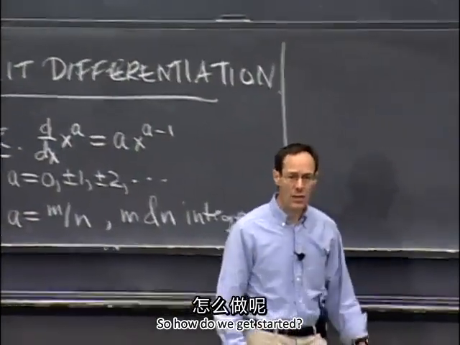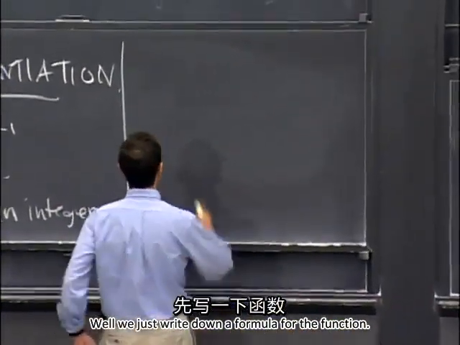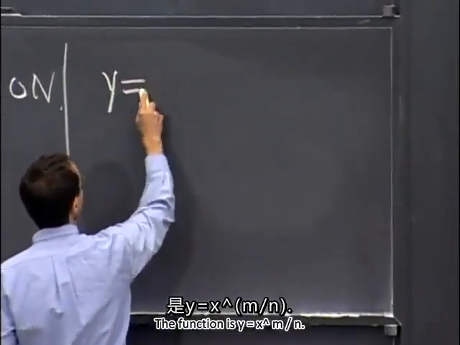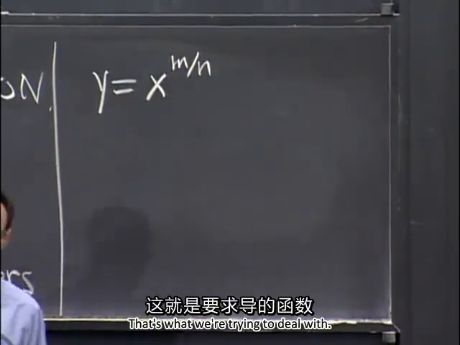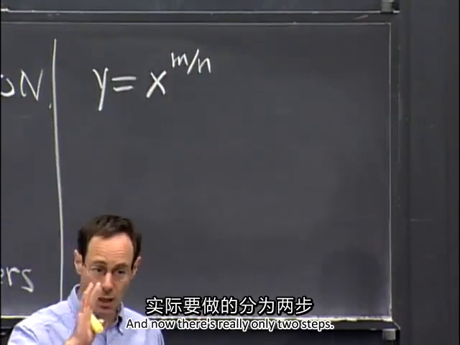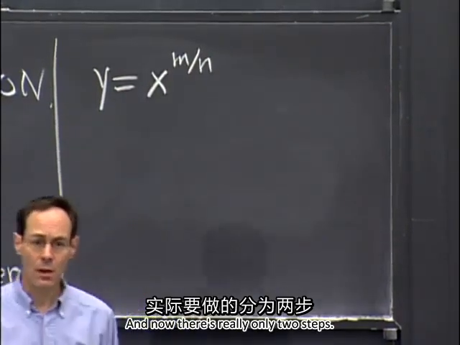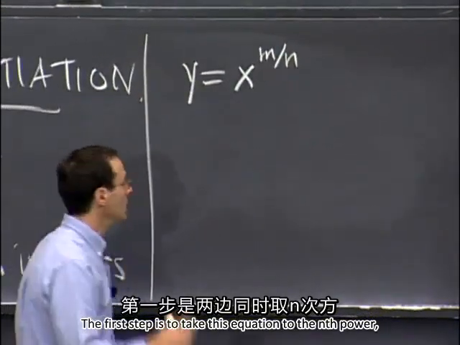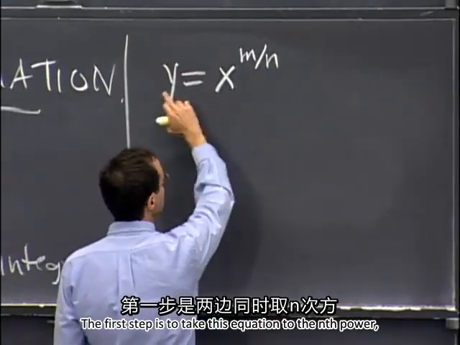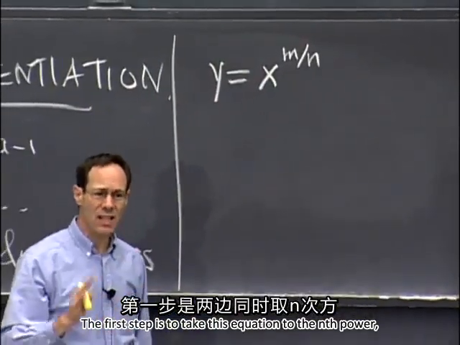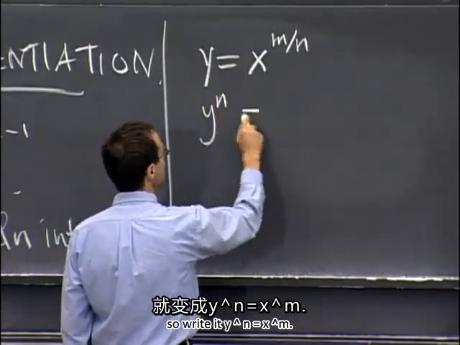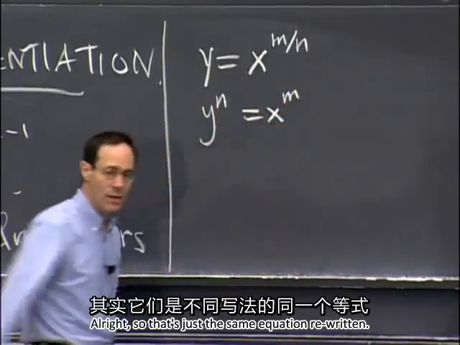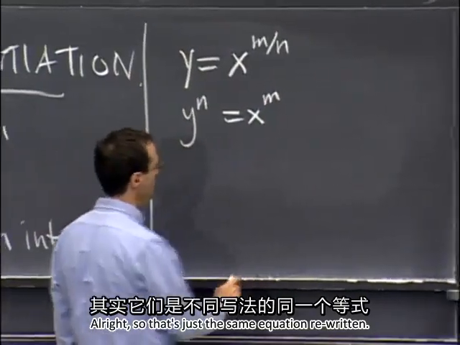So how do we get started? Well, we just write down a formula for the function. The function is y equals x to the power m over n. That's what we're trying to deal with. And now there's really only two steps. The first step is to take this equation to the nth power. So write it as y to the n equals x to the m. That's just the same equation rewritten.